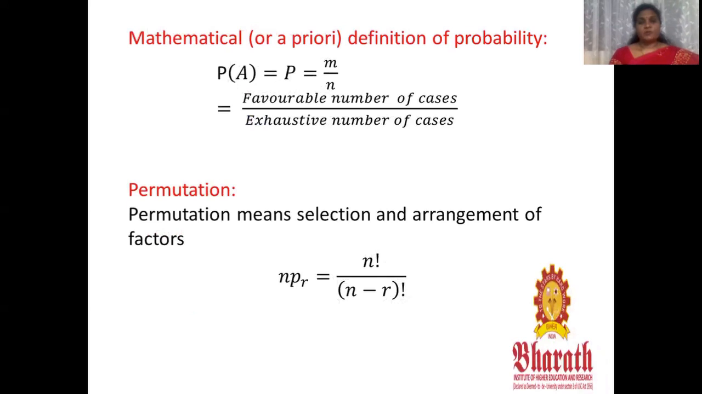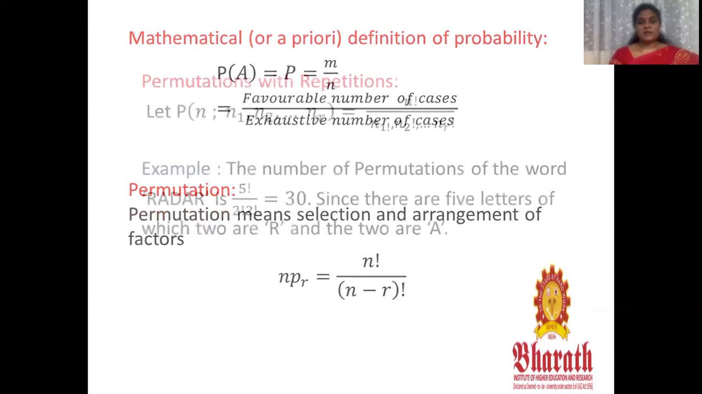Mathematical definition of probability. Probability is usually defined as P(A), denoted with capital P, which is equal to M by N, where M denotes the favorable number of cases and N denotes the exhaustive number of cases. Permutation. Permutation means selection and arrangement of factors. The formula for the permutation is given by nPr is equal to n factorial divided by (n minus r) factorial.